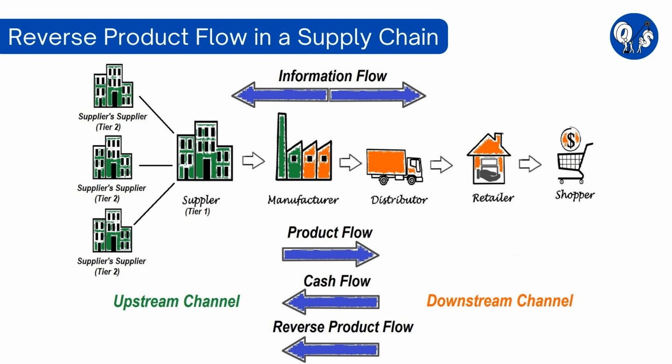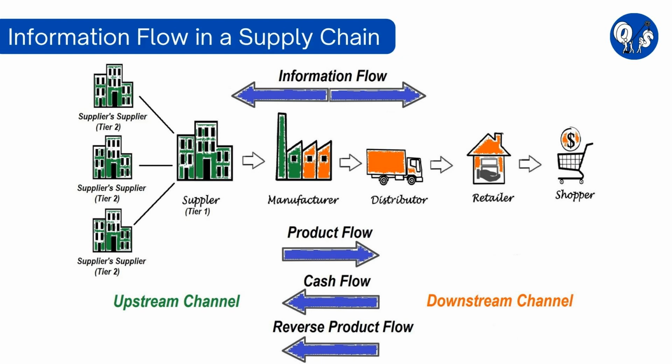Reverse supply chain is a significant aspect of a supply chain, and I will make a separate video on this particular topic. Information flow. Information flow happens both ways in the supply chain, since organizations need to share different types of information with each other so that the whole supply chain can make better decisions to improve overall performance. It is extremely important for each entity in a supply chain to stay updated with the happenings in upstream and downstream channels so that they can proactively plan as per the changing market dynamics.